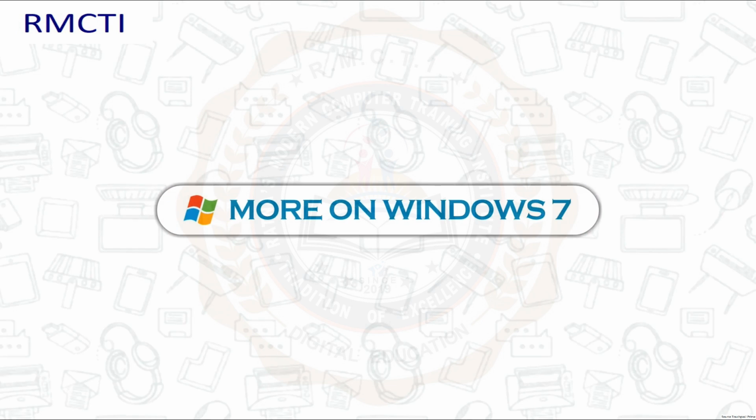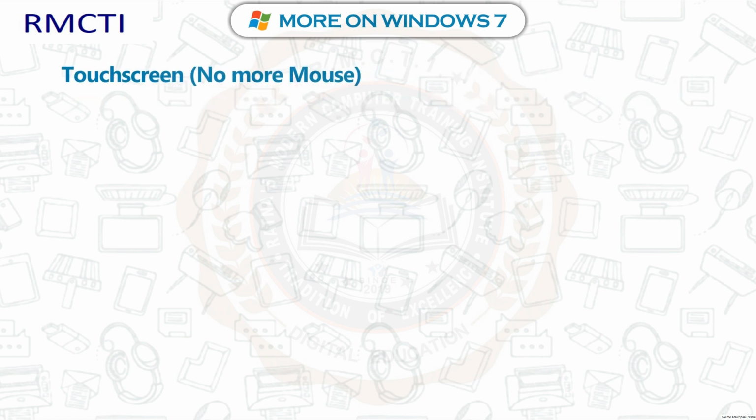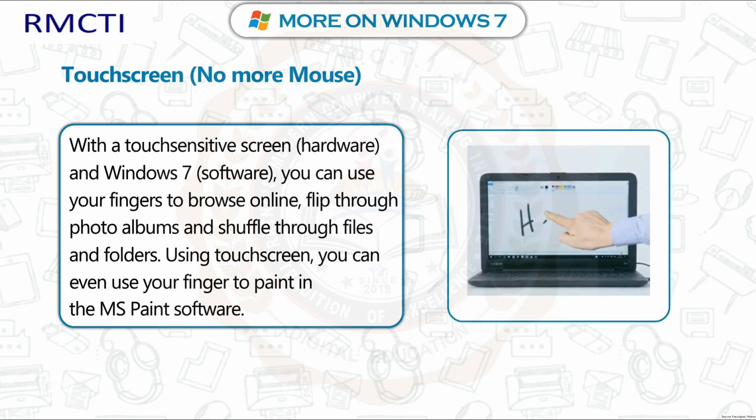More on Windows 7. Microsoft has designed Windows 7 to simplify your everyday tasks. It works the way you want and makes new things possible. The special features of Windows 7 are touch screen, no more mouse. With a touch-sensitive screen, hardware, and Windows 7 software, you can use your fingers to browse online, flip through photo albums, and shuffle through files and folders. Using touch screen, you can even use your finger to paint in the MS Paint software.